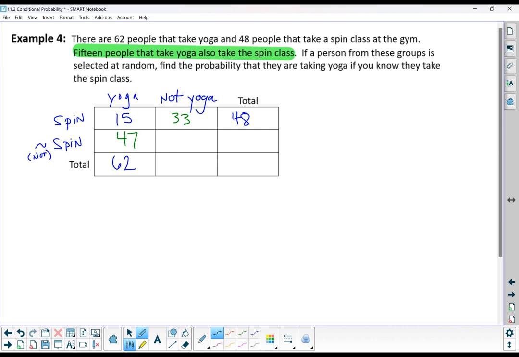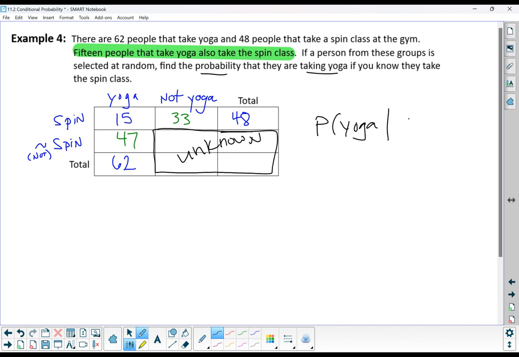Now interestingly, in this particular example, I don't actually have enough information to fill in these other numbers, but luckily I don't need to. So these are just unknown. We don't have a grand total. We don't have any other subtotals. So we can't calculate those numbers. All right, so what we need though is a probability. We need the probability that they're taking yoga if you know that they are taking a spin class.